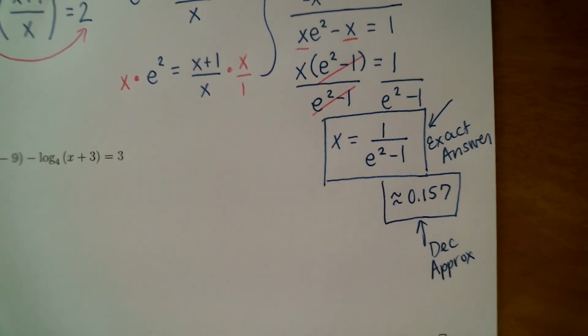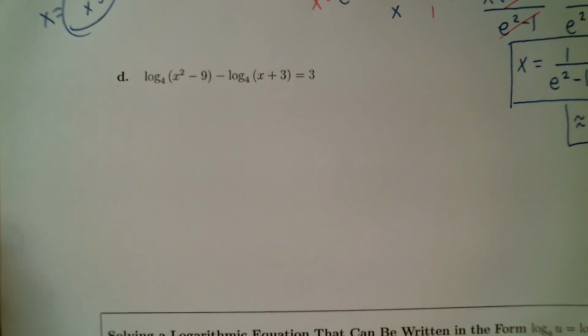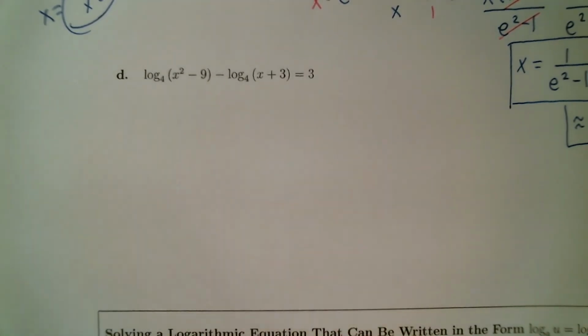All right, so let's take a look at the next one. Here's part D. We've got the same situation that we just encountered. We have a logarithm minus a logarithm equal to a number. These are both base 4 logarithms, so we can combine them into one.